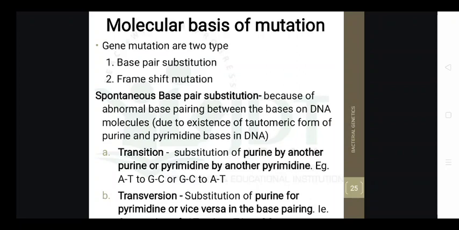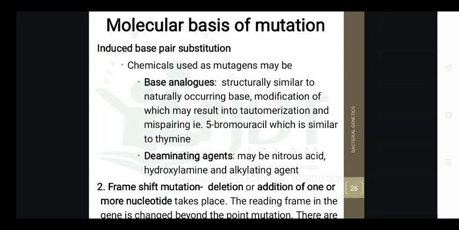Next one is transversion, in which a purine is substituted with a pyrimidine and vice versa. Okay, next one is induced base pair mutation. By structurally similar purines or pyrimidines, we can induce the base pair substitution. That is, base analogues and deaminating agents can be used to induce the base pair substitution.